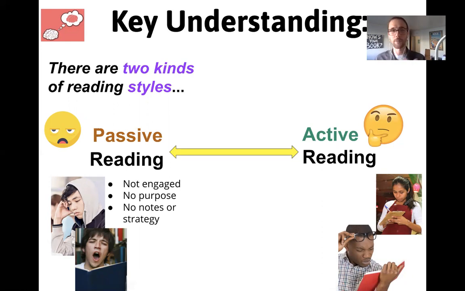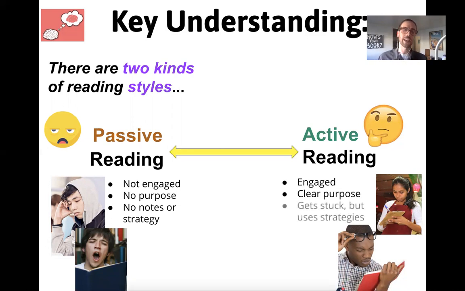Being a passive reader can be impacted by things such as the time of day, what you're reading, your experience with that material, and hundreds and hundreds of other factors. Now, in contrast, an active reader is kind of the opposite. An active reader is someone who's very engaged with whatever they're reading. They have a clear purpose. They know what they want to understand. They know what their goal is. And when they get stuck, and they do get stuck, they use strategies to try to work through those roadblocks and to clarify them.